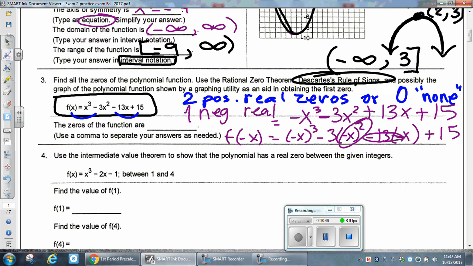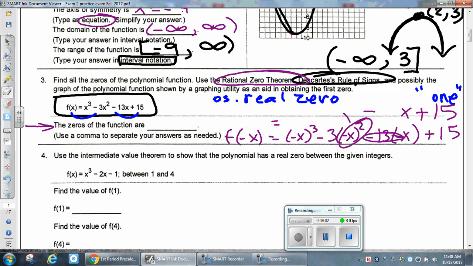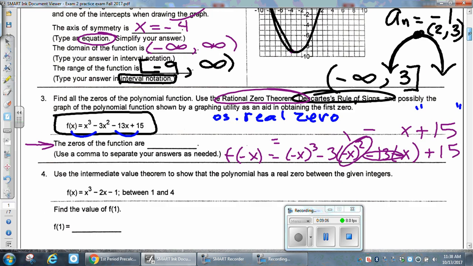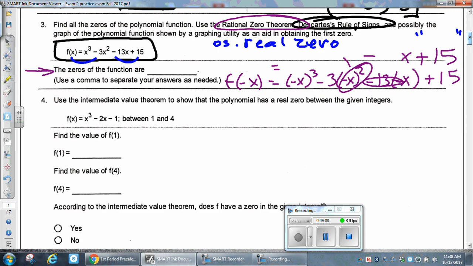That's fine if you didn't put the zero. Okay, now here, you will have to actually find the zero. So it says here, use the rational zero theorem. So for that, you need to take the factors. I'm going to erase this to make more space.